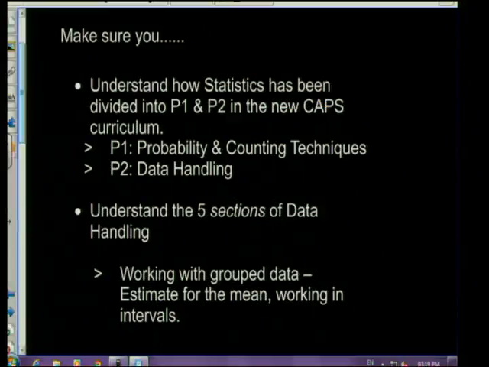Okay, so here's just a bit of a checklist. Remember that statistics has been divided up in the new CAPS curriculum into paper 1 and paper 2. Paper 1 contains probability and counting techniques. Paper 2 contains all the data handling, and that's what I'm really going to focus on today, the paper 2 data handling component of statistics. For me, the data handling can be divided into 5 little components, and you're probably going to get a bit of every one of them. So let's just see how we divide it up.